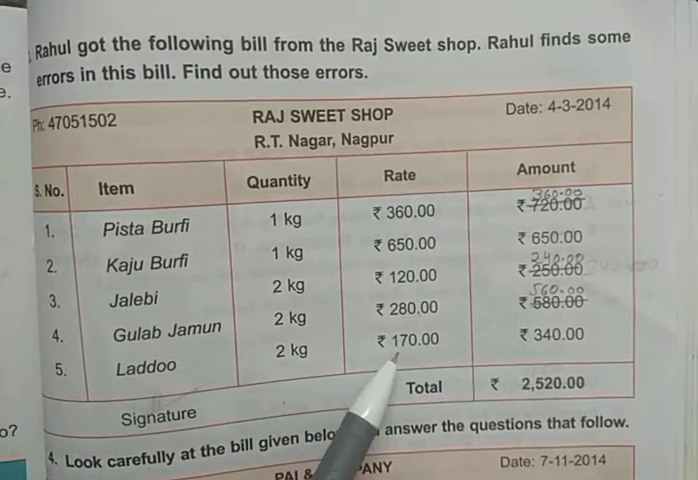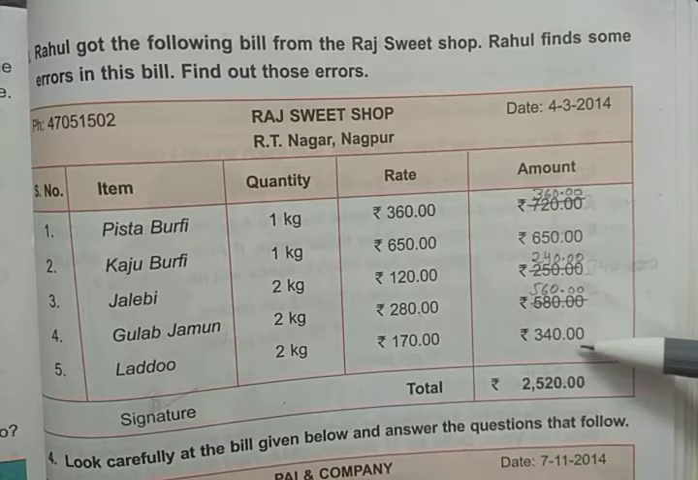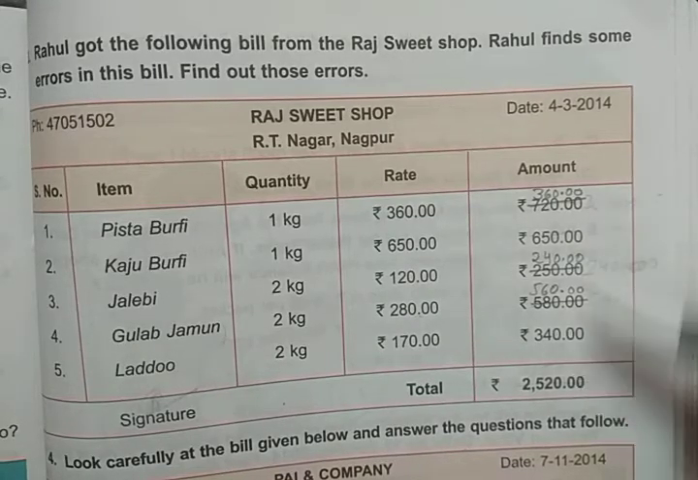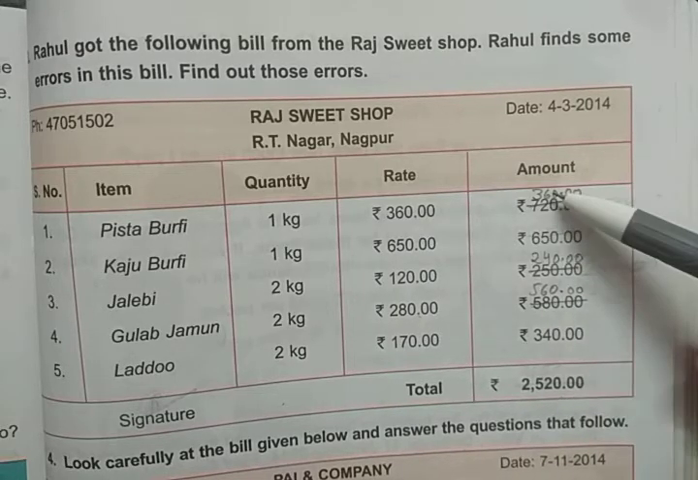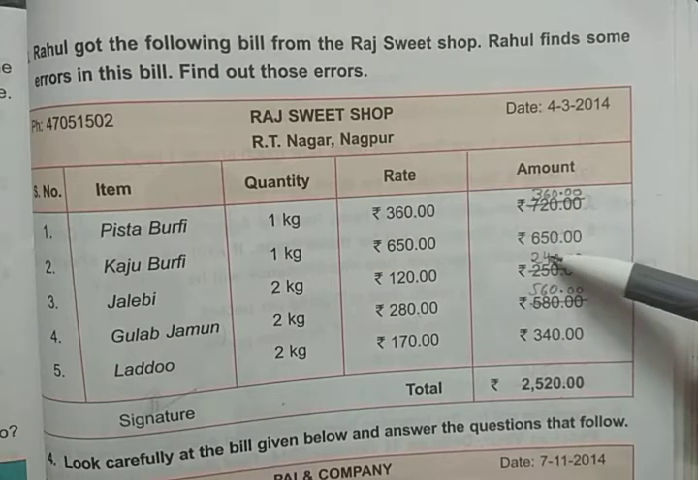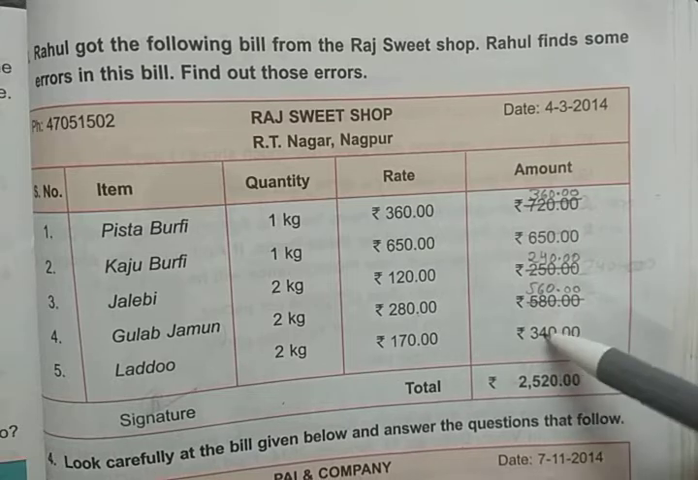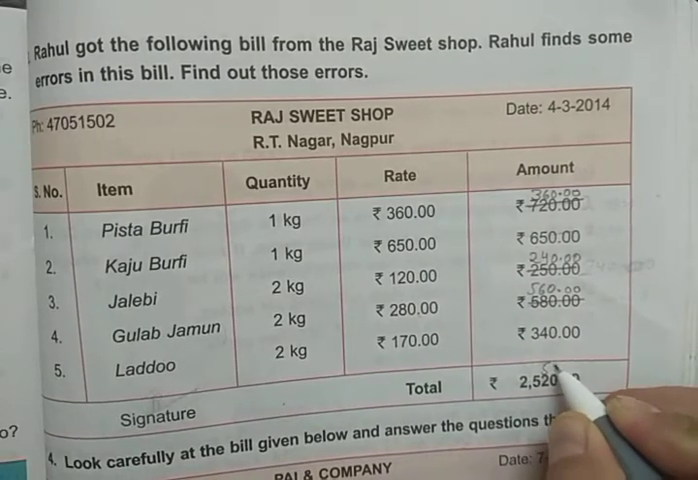170 multiplied by 2, that is 340. So this is correct. Now जब यहाँ पर ही हमारा मिस्टेक हो गई तो that means टोटल में भी मिस्टेक होगी. So let us add them. So 0 plus 0 is 0, 0, 0, again 0, and then again 0, right? Now 6 plus 5, 11, 11 plus 4, 15, 15 plus 6, 21, 21 plus 4, 25. So what will come here is 5.